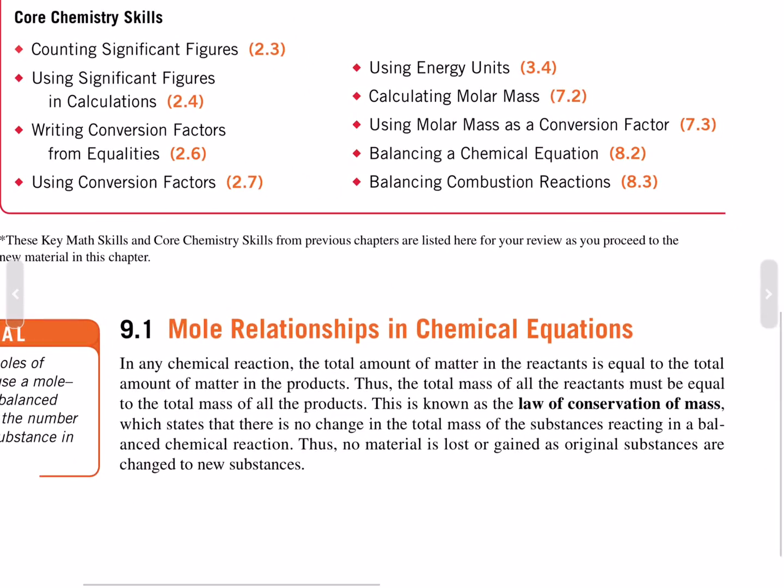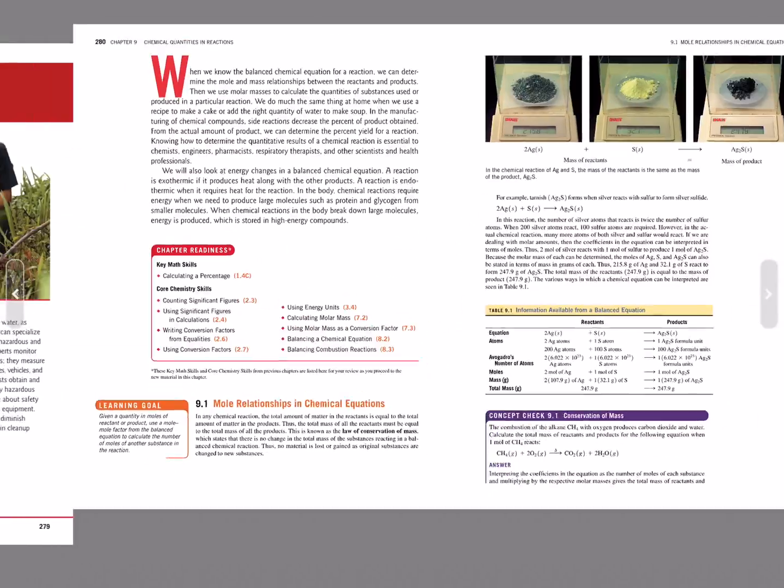Section 9.1 Mole relationships in chemical equations. In any chemical equation, the total amount of matter in the reactants is equal to the total amount of matter in the products. Thus, the total mass of all reactants must be equal to the total mass of all the products. This is known as the law of conservation of mass, which states that there is no change in the total mass of the substances reacting in a balanced chemical equation. Thus, no material is lost or gained as original substances are changed to new substances.